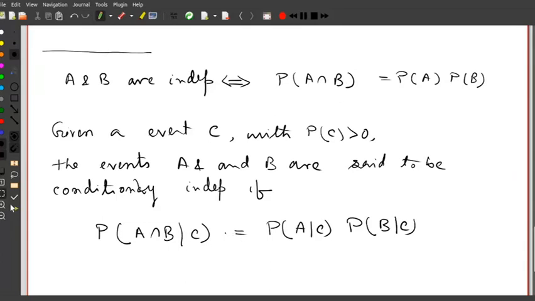Okay, and now you can think of pairwise conditional independence. So given C, A1, A2, A3 are said to be pairwise independent if any pair from the Ai is conditionally independent. And you can talk about mutual independence in the same manner. Once we define conditional independence for two events, it can be extended for pairwise and mutual independence. That is not a problem.